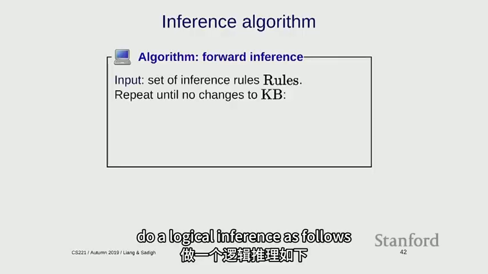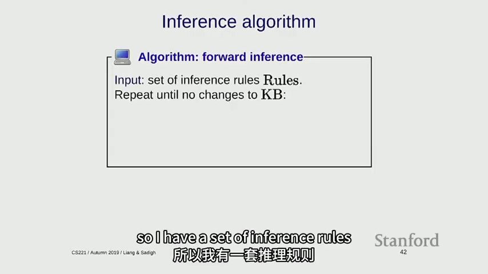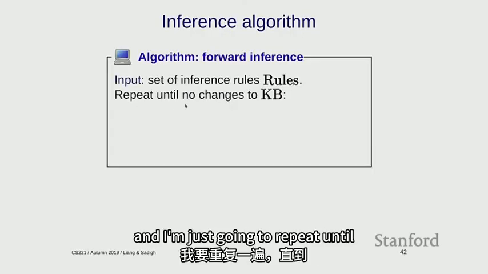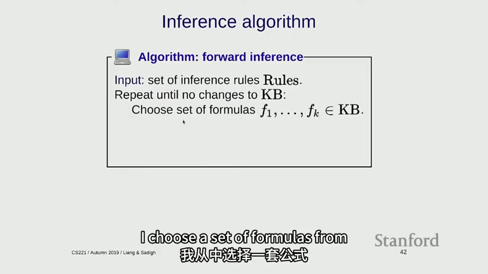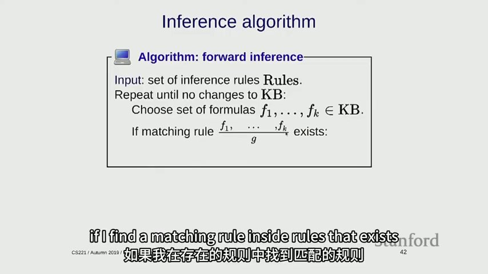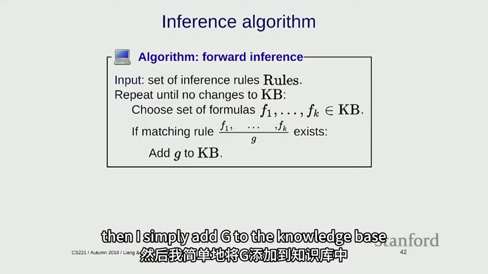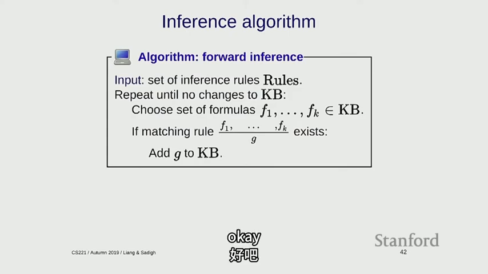So given a bunch of inference rules, I have this kind of meta algorithm that can do logical inference as follows. I have a set of inference rules, and I'm just going to repeat until there are no changes to the knowledge base. I choose a set of formulas from the knowledge base. If I find a matching rule inside the rules that exists, then I simply add G to the knowledge base. Okay?